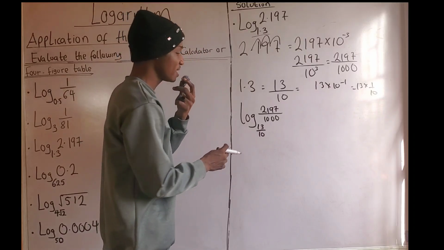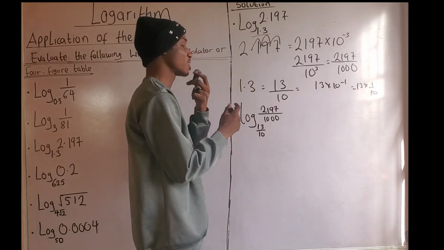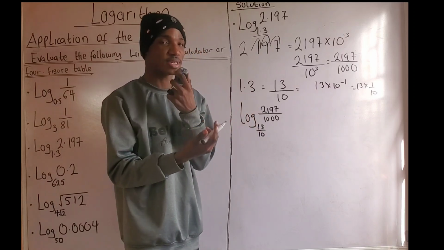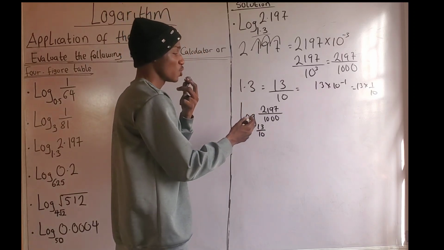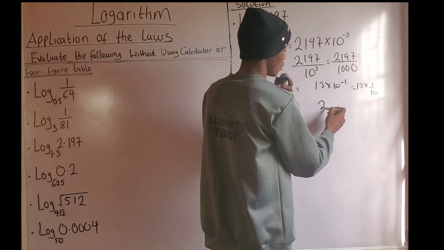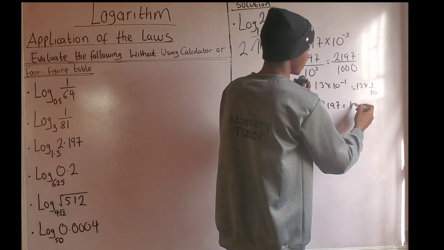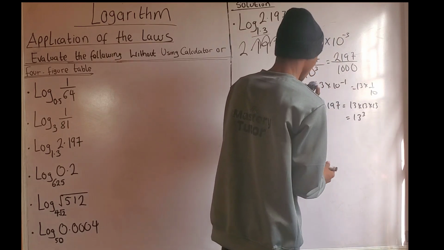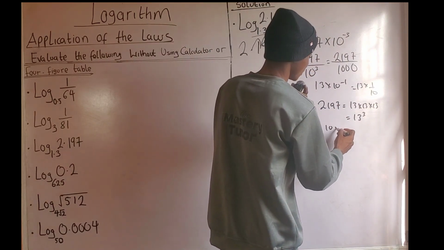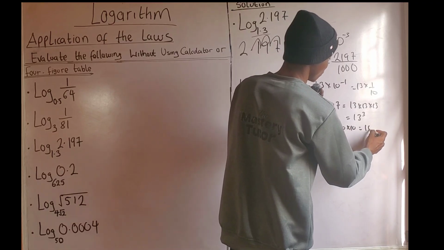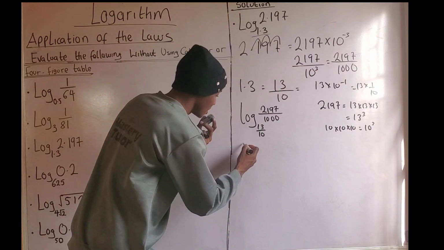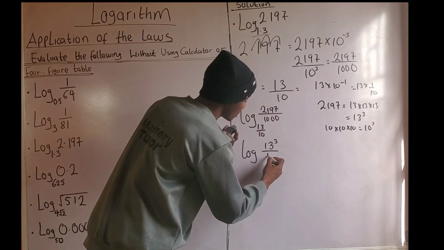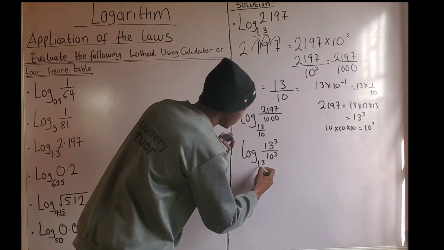Okay. So please pay attention. The base here is 13 over 10. So I'm going to rewrite this as the index of 13 over 10. 2197 can be written as 13 times 13 times 13, so that will be 13 raised to the power of 3, right? Also, 1000 can be written as 10 times 10 times 10. That is 10 raised to the power of 3. Okay, so for this, I'm going to have 13 raised to the power of 3 all over 10 raised to the power of 3 base 13 over 10.